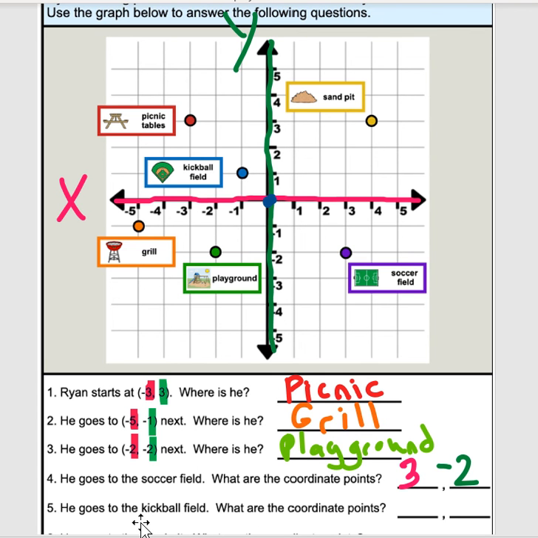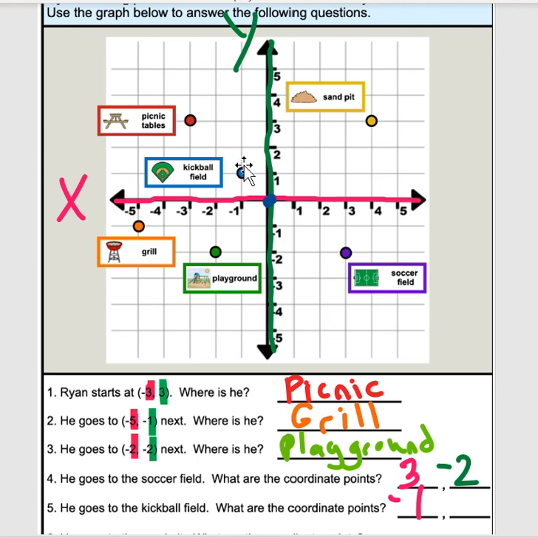Let's look at number 5. He goes to the kickball field. What are the coordinate points for the kickball field? So once again, we look at our coordinate graph. We look for kickball field, and we see kickball field is in blue. So we're going to start with the x. How many do we go over? We go over 1, but we went to the left, so it's -1. So we're going to write a -1 into our coordinate. And then we need the y.